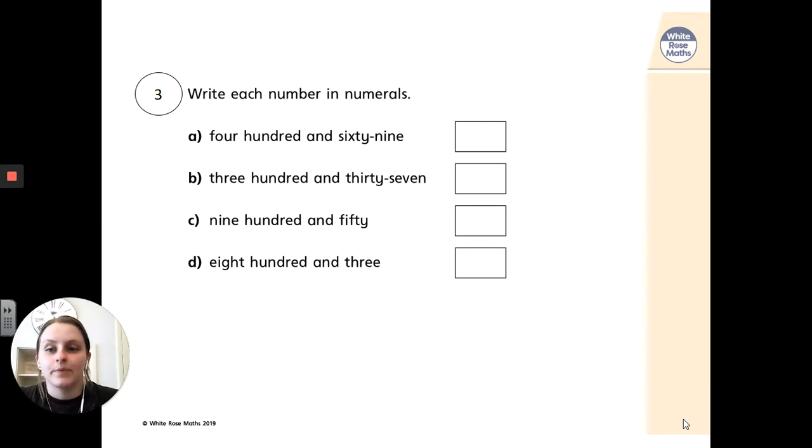Question 3. Write each number in numerals. So you have got 4 numbers there which have been written in words. Your task is to write them in numerals, so in digits, in numbers. So how do I write the first one as a number? I'll read the first one with you, but for the rest of them, I'll let you have a go. So the first one for A is 469. So how will I write 469 in numbers, in numerals? Pause the video here so you can write down your first 4 answers for that one before we move on.